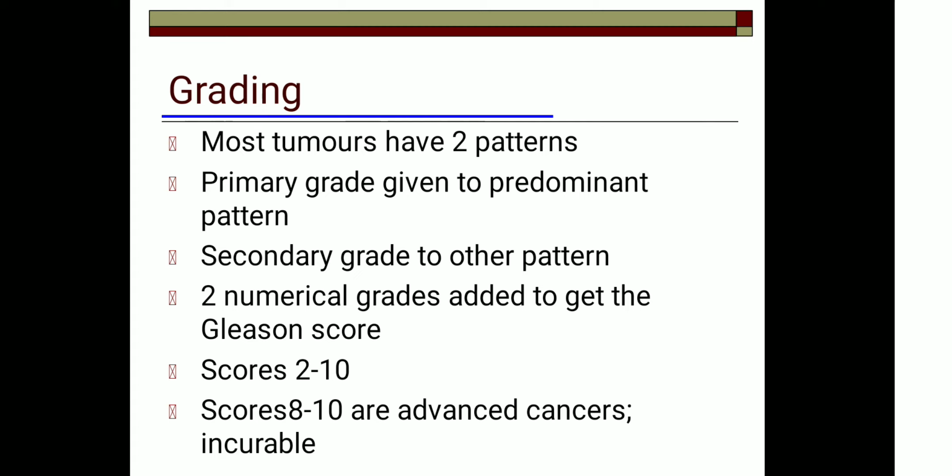Almost all of these tumors, these prostatic adenocarcinomas, have 2 patterns. For example, score 1 is usually given to a very low grade type of tumor, whereas in score 5 you can get a very high grade type of cells. So if you get a biopsy with both these patterns, or 2 different patterns in a single biopsy, like I will tell you with the help of a picture.